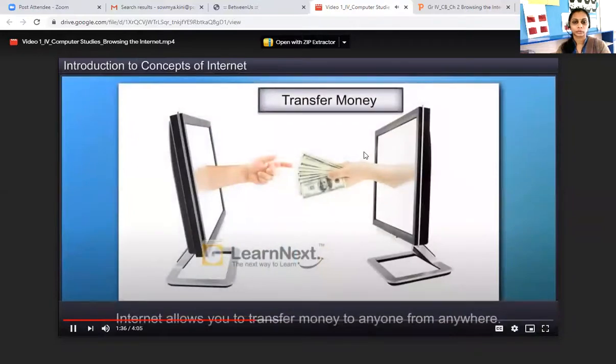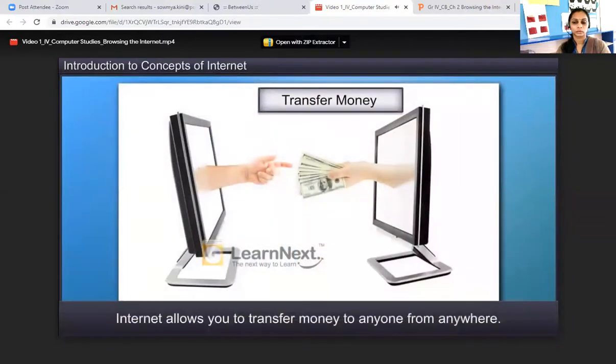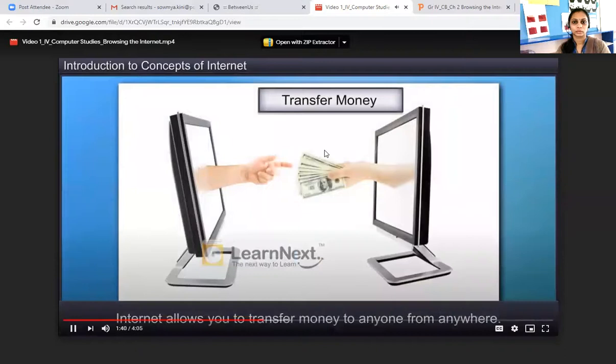Internet allows you to transfer money to anyone from anywhere. Do you think they put a hand through the monitor and do this, as it is given in the picture? No, the overall meaning is that sitting in one place we can either transfer or withdraw money. That's the overall meaning of this. Don't think that we can put a hand inside the monitor and collect the money. That's not the meaning here.